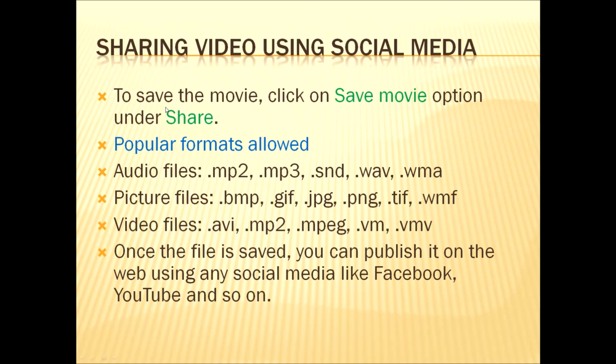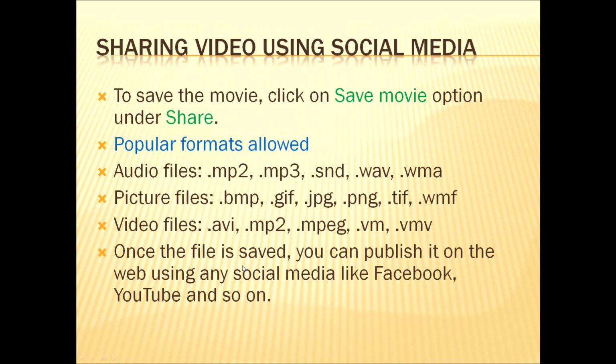After completing your video, you can save the video and share it in the social media. For that, first we have to save. To save the movie, click on Save Movie option under Share. See, these are the file formats that are supported by the Windows Movie Maker. Some of the audio files that are supported are MP2, MP3, SND, WAV and WMA. And some of the picture files that are supported by the Windows Movie Maker are BMP, GIF, JPG, PNG, TIF and WMF. And the video files that are supported are AVI, MP2, MPEG, VM and VMV.